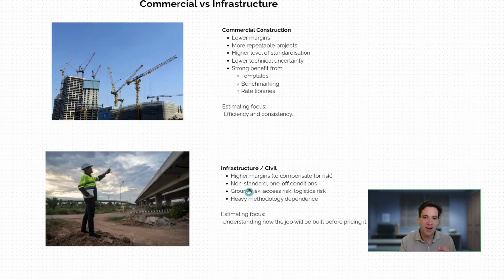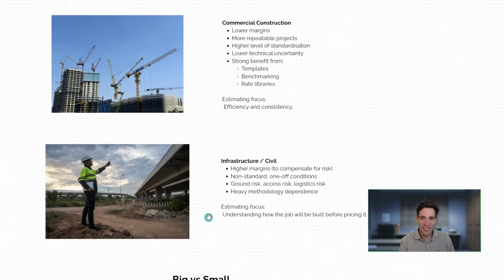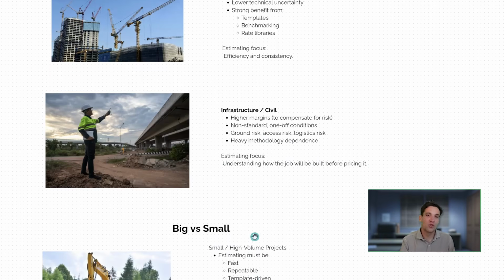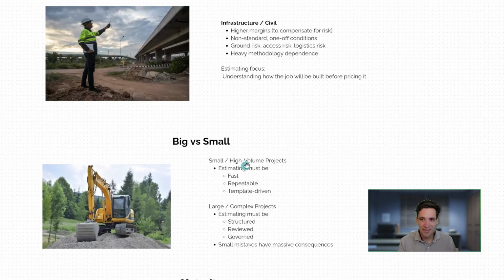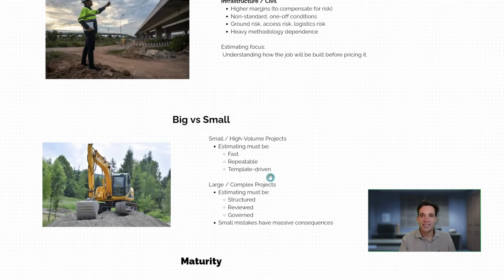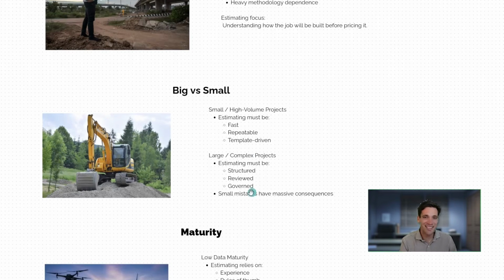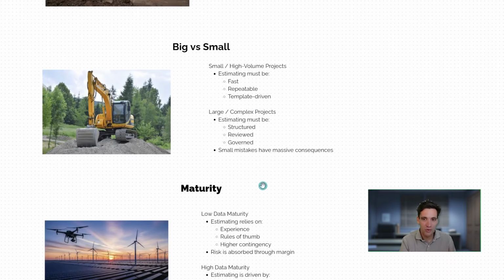Infrastructure projects tend to be higher margins, more messy, overcomplicated. They tend to be more focused on non-standard one-off jobs. Tends to be more uncertainty and risk management, such as ground risk, access risk, or challenges with logistics. And it's really about understanding how the job will be built before pricing it. Again, big versus small. Big companies are going to have more complicated projects. They're going to have full-time estimators and contract management. They're going to have more structured review processes. Small companies, it tends to be about more fast, repeatable, template-driven.